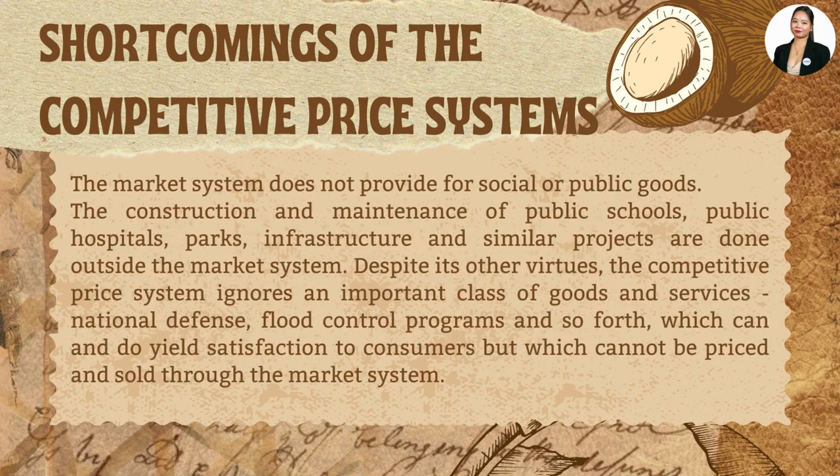The market system does not provide for social or public goods. The construction and maintenance of public schools, public hospitals, parks, infrastructure, and similar projects are done outside the market system. Despite its other virtues, the competitive price system ignores an important class of goods and services, such as national defense and flood control programs, which can and do yield satisfaction to consumers, but which cannot be priced and sold through the market system.